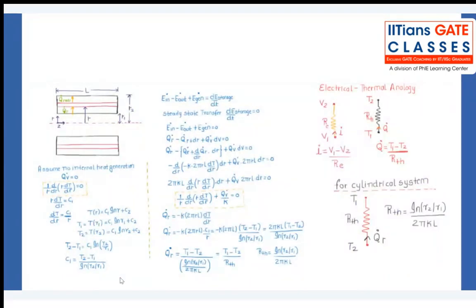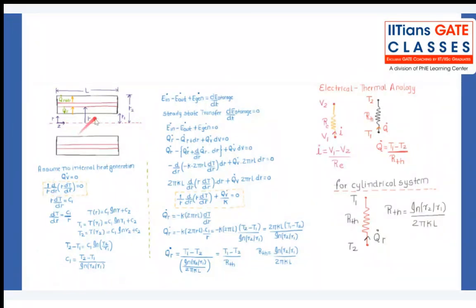Now, I took a plain slab case. Till now we always took a slab or a rectangular bar or something like that. Now what I want to take is a cylindrical system. That is, I want to take a pipe. Okay. Now what happens in the pipe?